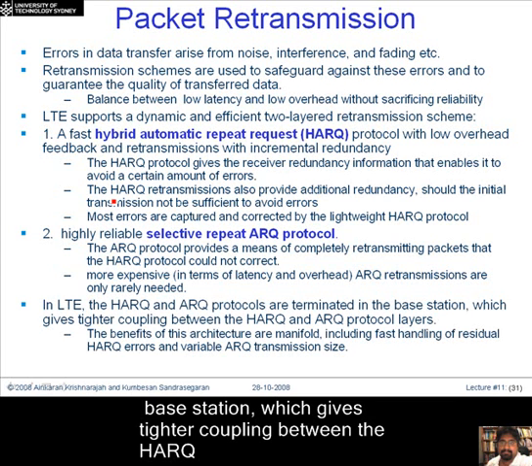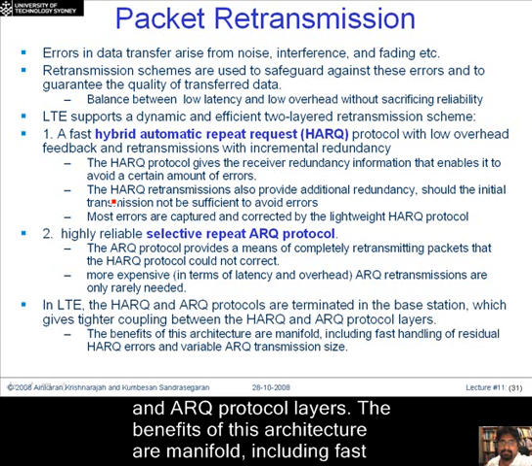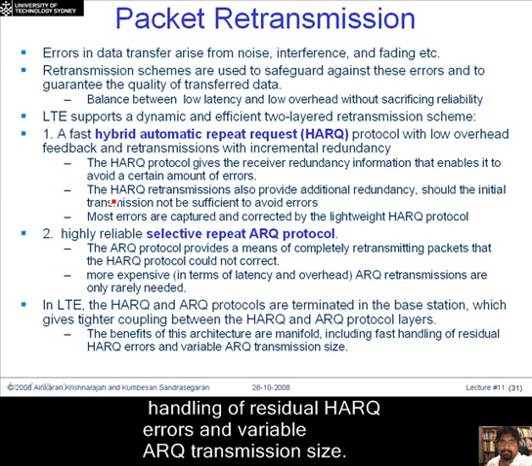So in LTE, both HARQ and ARQ protocols are terminated in the base stations and in the mobile equipment, which gives tighter coupling between these two. So these protocol stacks are all in the node B in the LTE. Okay, so it's not like in some of the mechanisms where some of the error control could be done in the RNC, for example. So the further away you put some of these protocol stacks from the radio transmission link, the harder it becomes to control the whole process.